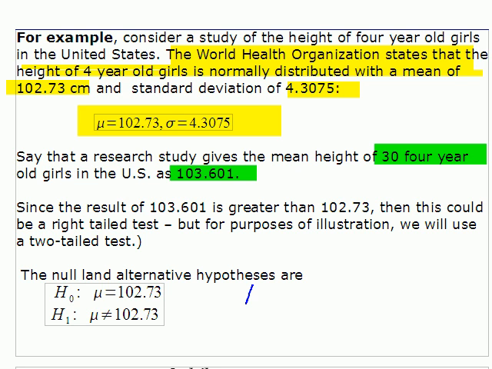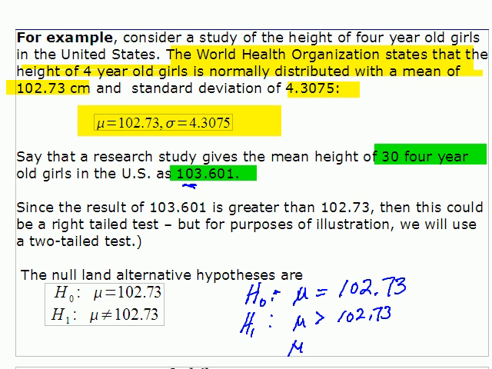Okay, so the null hypothesis says that the mean height, which I'll just write as mu, is equal to the previously determined value of 102.73. The alternative hypothesis, because this is greater than, could be written as greater than 102.73, but to get a two-tailed test, just for example here, I chose not equal to 102.73. This is going to be a two-tailed test. Because it's not equal to, this would have been a right-tailed test.